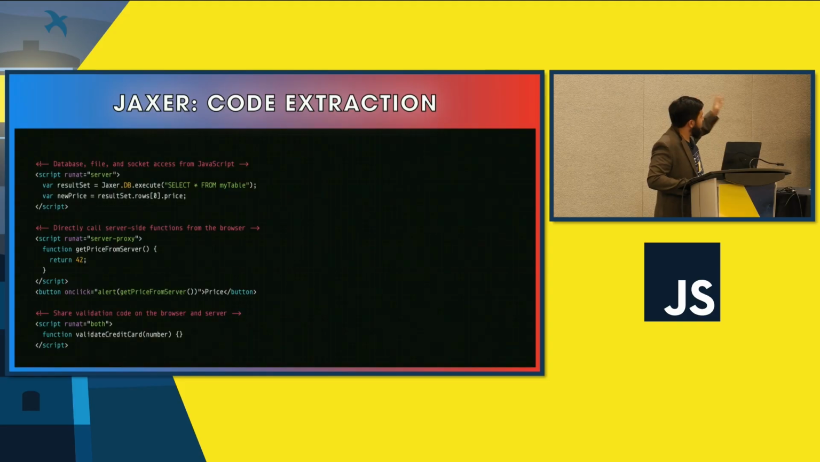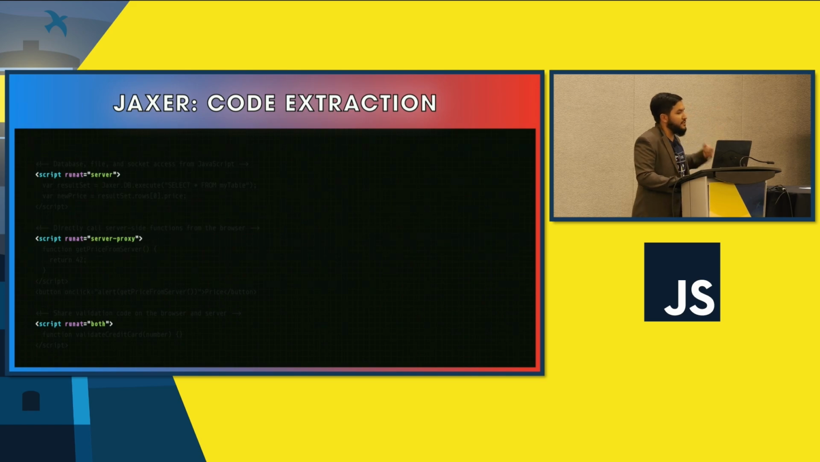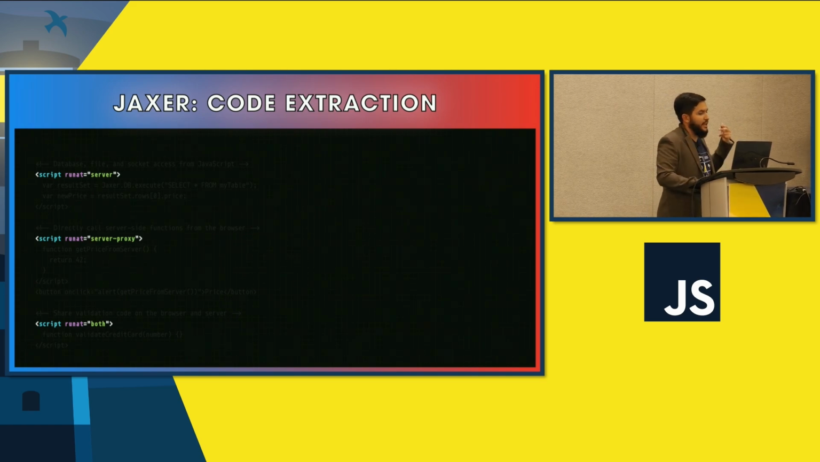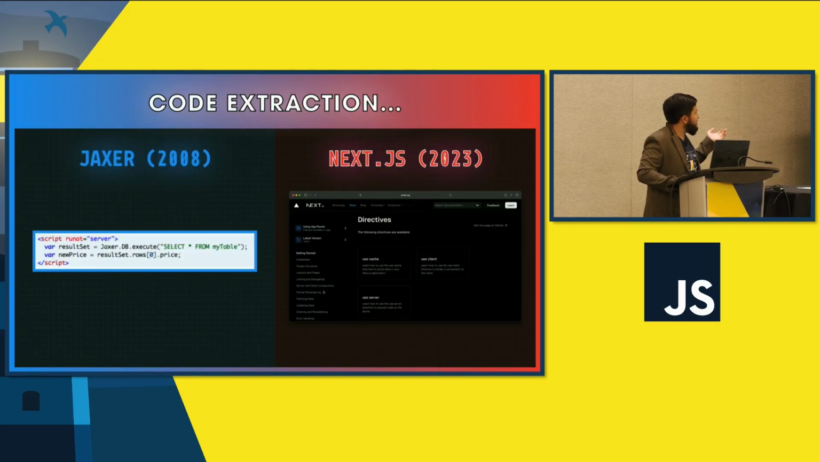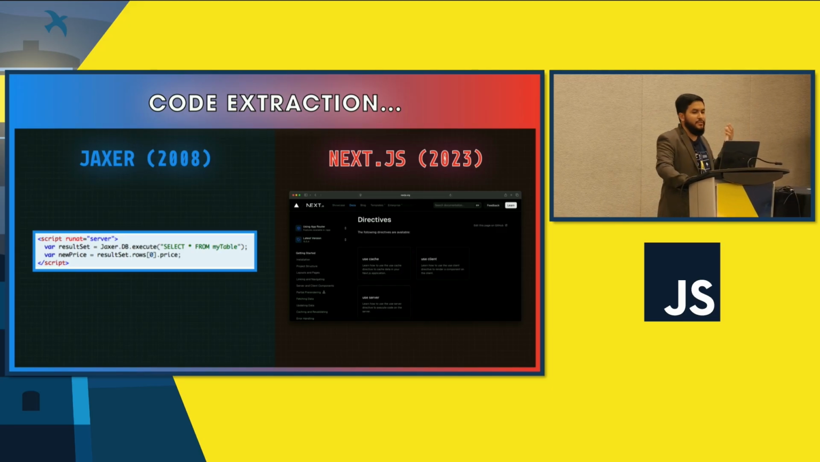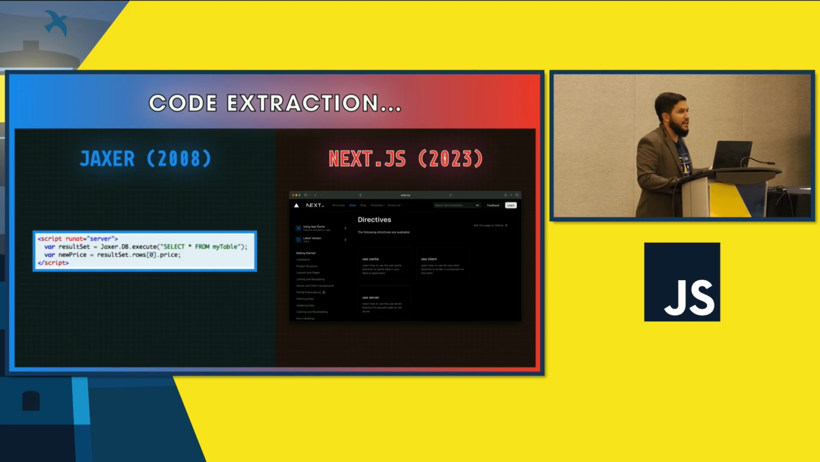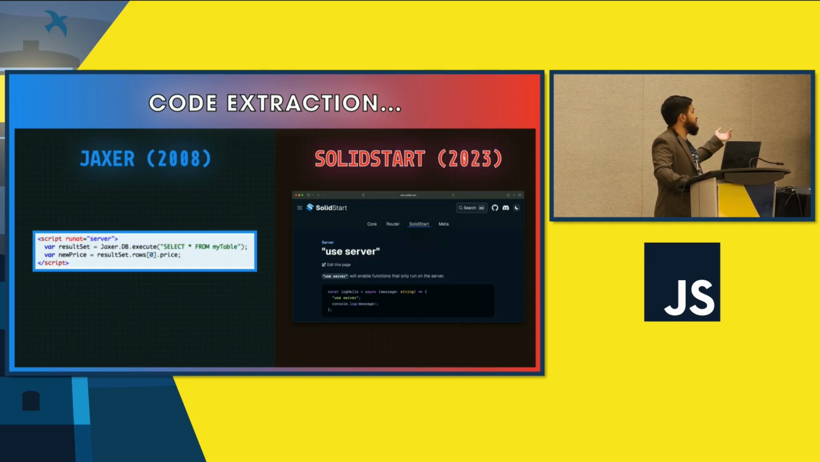But what it did have is it allowed you to have those script tags with this extra attribute called run at, and you could specify run at server, run at both, or... and this, you're probably now thinking about RSCs or the compiler programs we have these days. For example, in Next.js, we have use client, use server, and also use cache. And in Solid Start, we also have the use server directive.